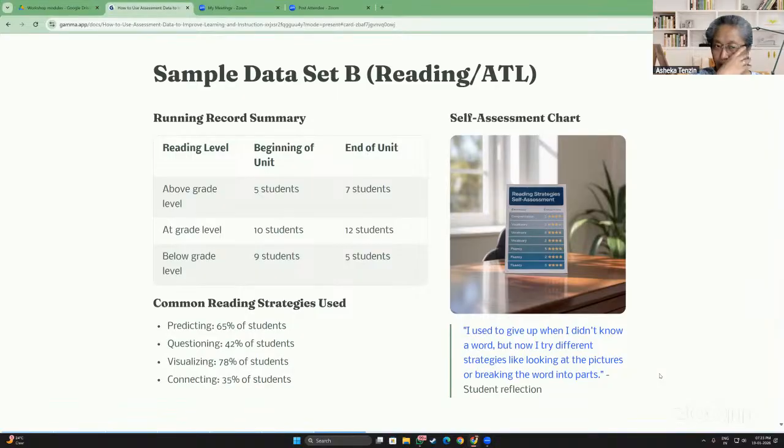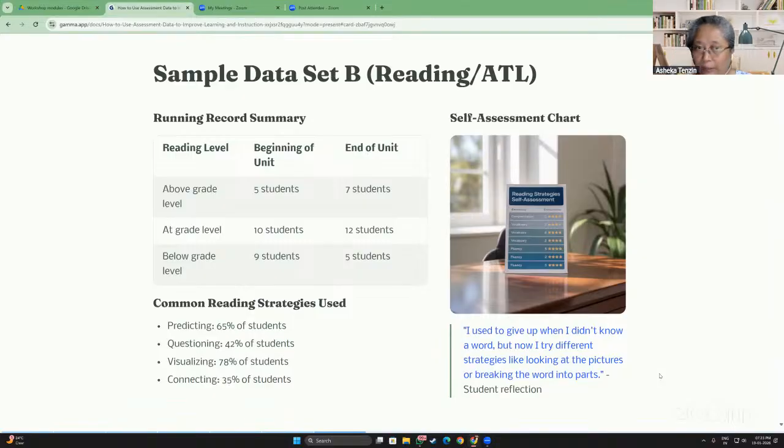All right, the running record data is given. Common reading strategies used while teaching in the class are predicting, questioning, visualizing, and connecting. These are the different sheets or strategies that the teacher is using to teach reading. Then you have a self-assessment chart where the student writes a reflection: I used to give up when I didn't know a word, but now I try different strategies like looking at the pictures or breaking the word into parts.